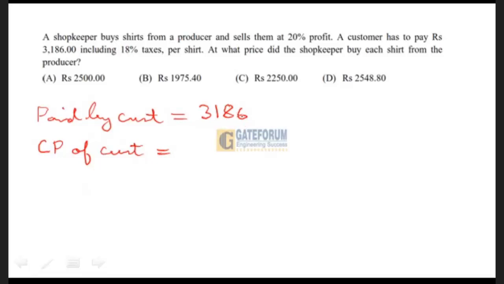See, he has actually paid 118% of the cost price for this shirt, and that is 3186. So to find the cost price, you divide 3186 by 118 and multiply it by 100%. So let us see what this will become.